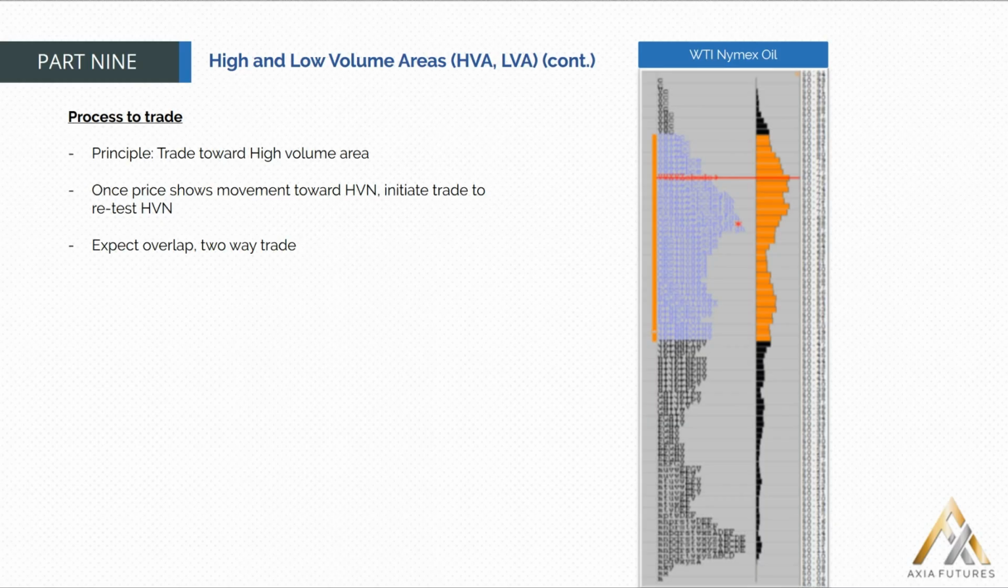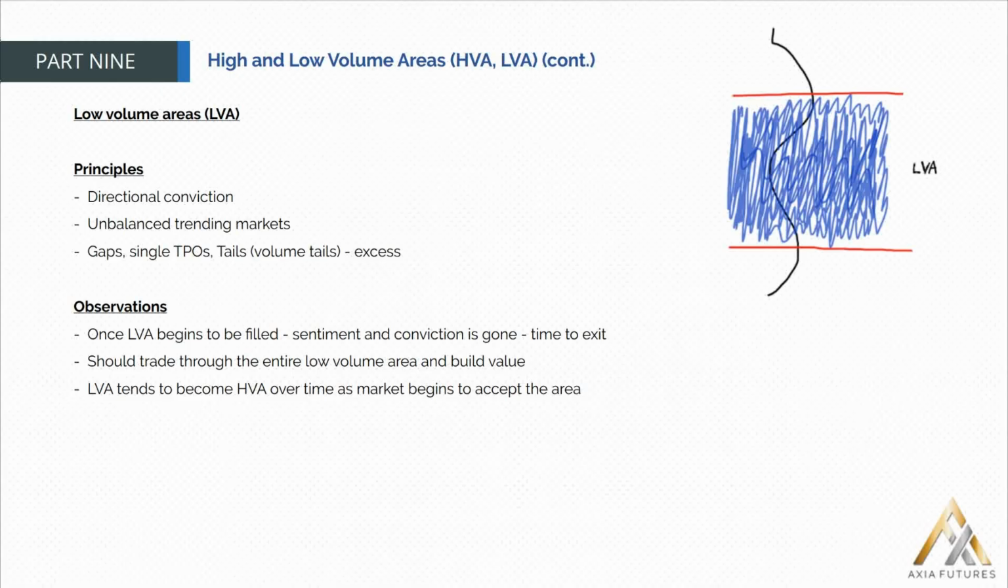Let's now look at the low volume area. Remember, this is the area where little trade is being facilitated, whether that's through volume or over time.